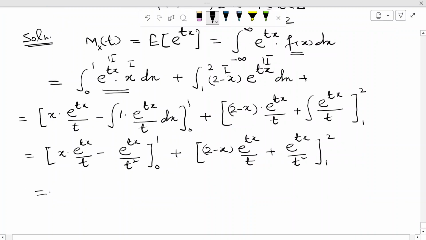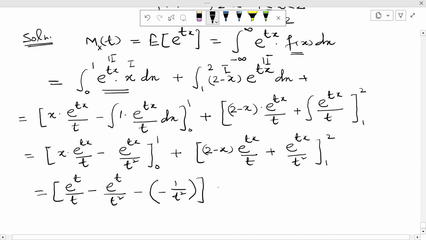So now when you are evaluating the limits, first we will obtain the expression at the upper limit, means at x is equals to 1. So when you are putting x is equals to 1, this is 1, and here we are having e to the power t over t minus e to the power t over t square, minus the expression at the lower limit. So when you are putting x is equals to 0 here, this will be 0, and this will become minus 1 over t square.